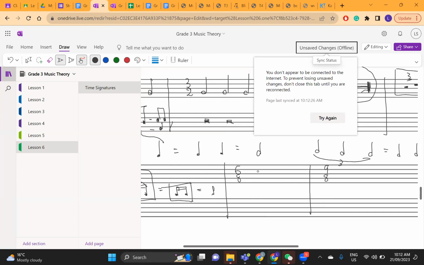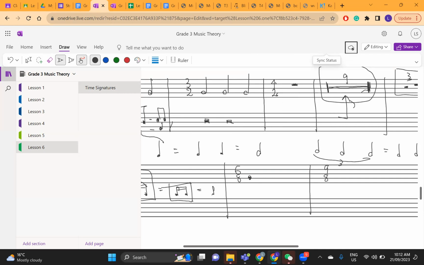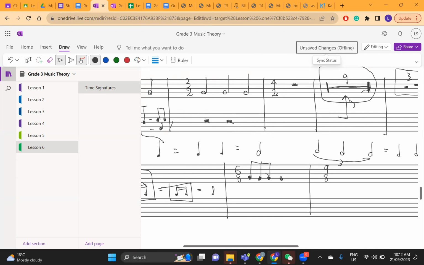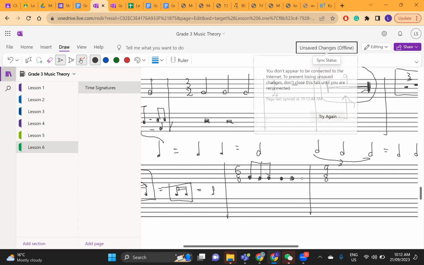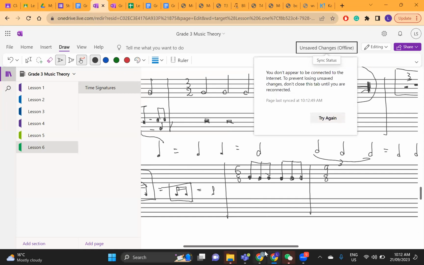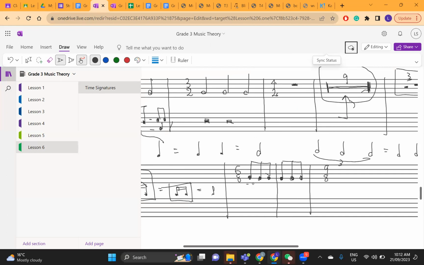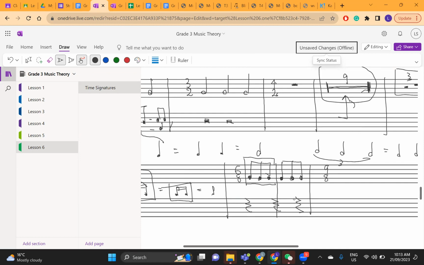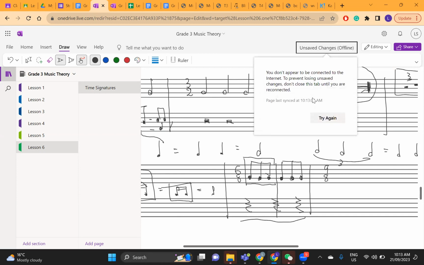6/8 has 6 quavers, but they're not grouped in 2, they're grouped in 3. That means they are beamed like this, essentially 3 quavers to a group, which means that in 6/8 you cannot use 3 crotchet rests.